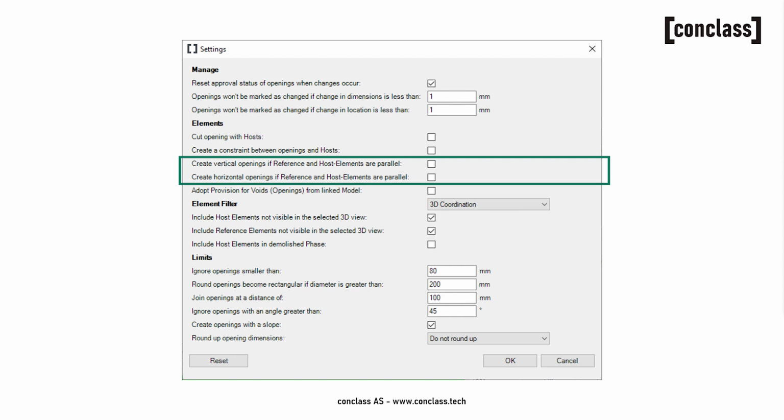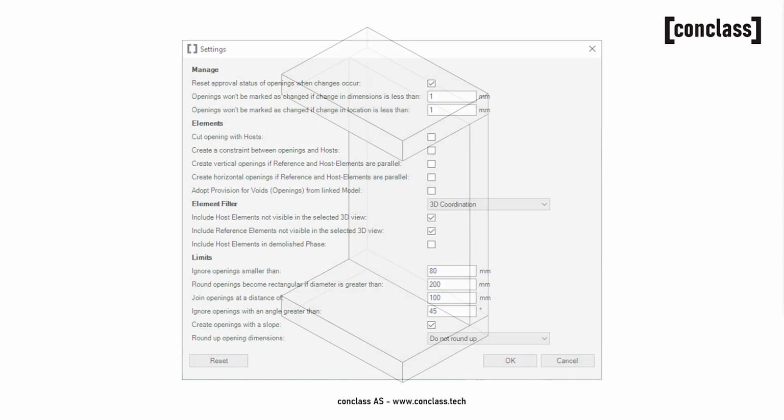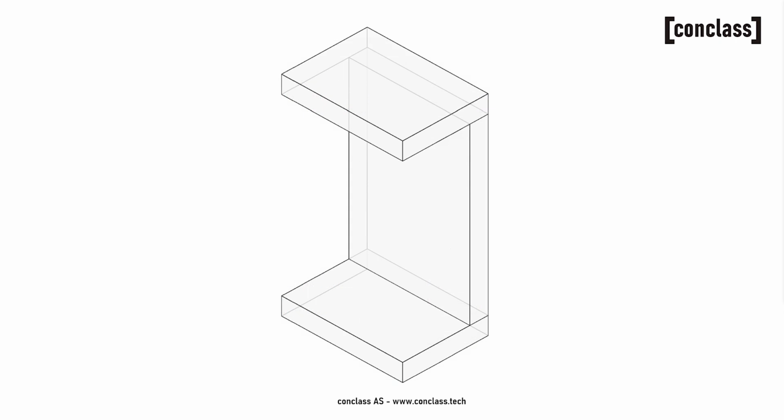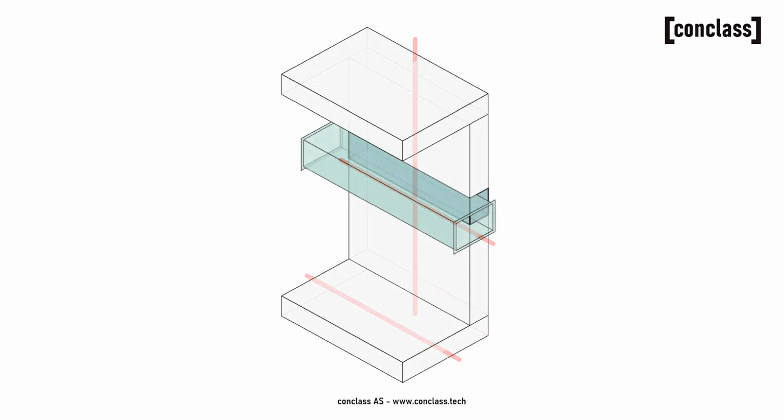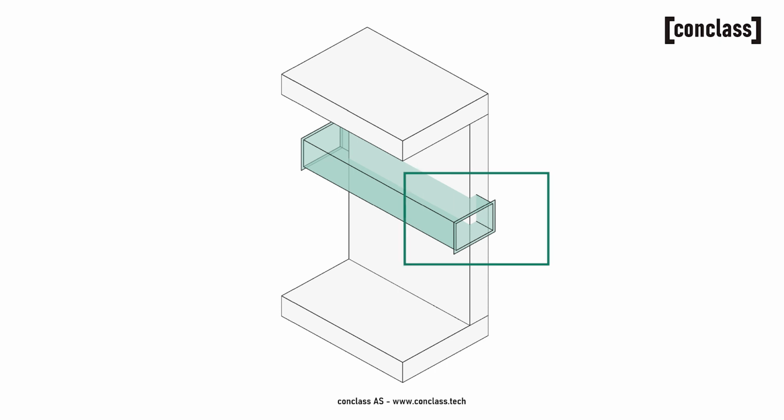Create vertical or horizontal openings if reference and host elements are parallel. By default, ConVoid will ignore reference elements that are orientated parallel to the host elements, as in most cases, these openings are not required. This option also prevents the creation of openings due to modeling inaccuracies, such as when a horizontal duct intersects a wall.